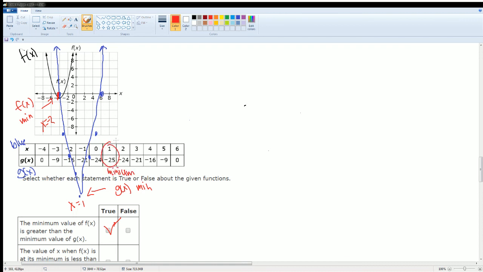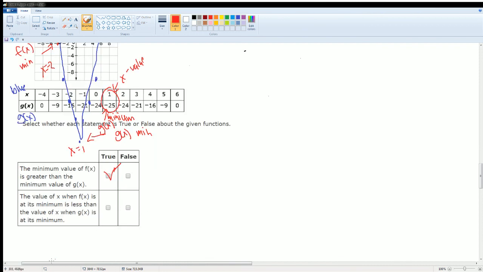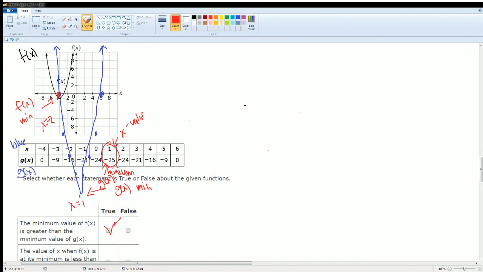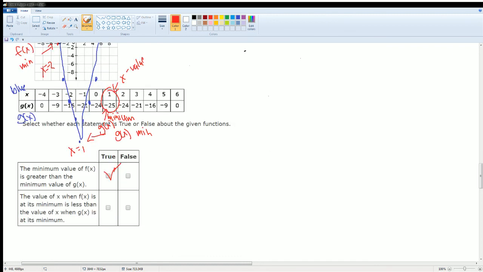Okay? This is the x value. This is the g of x value. All right? So the value of x at f of x's minimum is less than. So this is negative 2 and this is 1. So yeah, this is correct. Yeah, look. This is negative 2, which is less than 1. So yeah, they're both true.